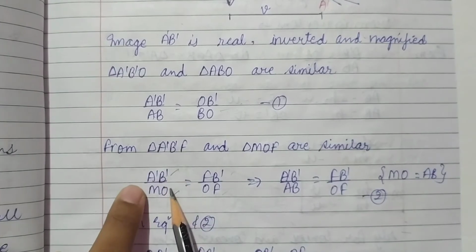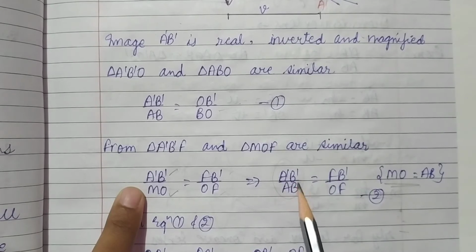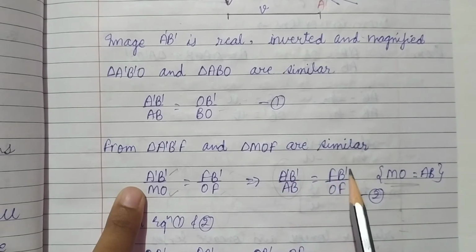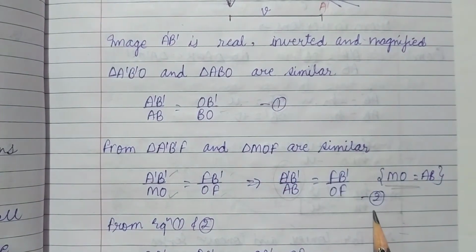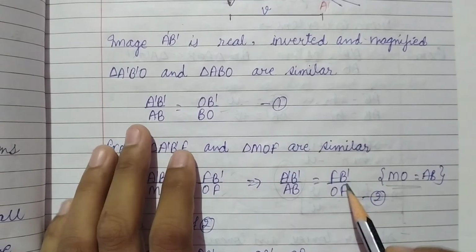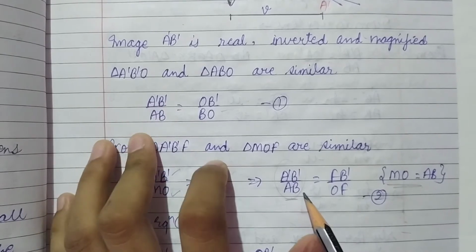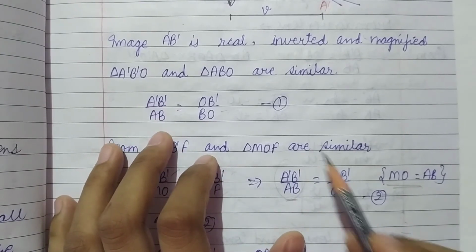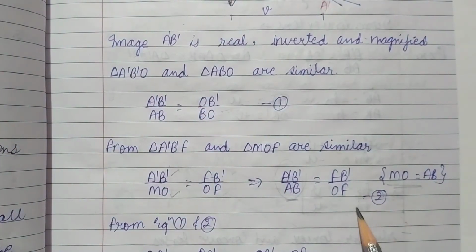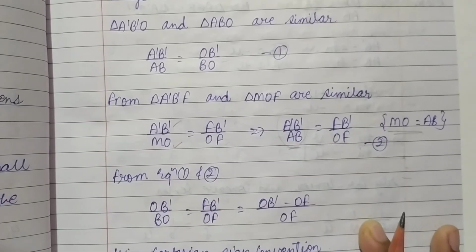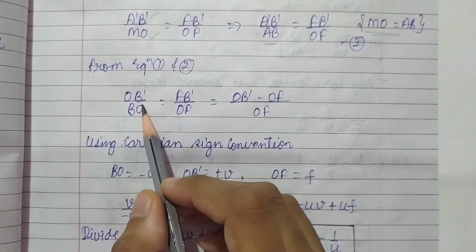See, this is A'B' and MO, we have taken equal to AB. Now we have replaced this, so we have got A'B' upon AB is equal to FB' upon OF. The initial equation we have considered as equation 1 and this is equation 2. From both these equations we can see that on the left hand side we are having the same value, A'B' upon AB. So from 1 and 2 can we say that OB' upon BO will be equal to FB' upon OF.